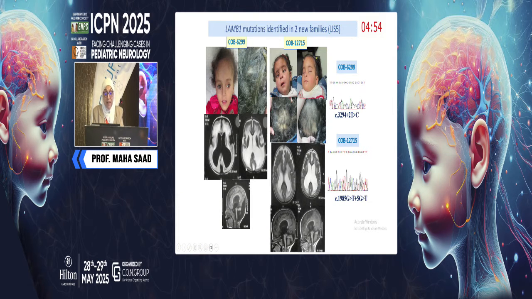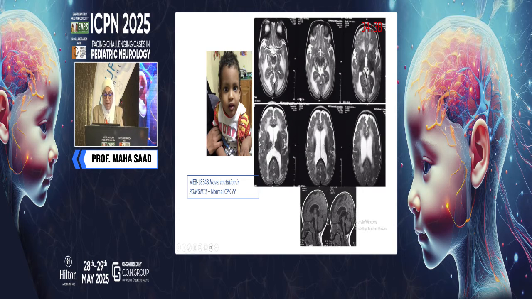We have another family identified. We did it by target sequencing with Dr. Mohammed Abdel Hamid. And we can see it's very characteristic: the white matter, the lissencephaly and cerebellar affection, cephalocele. All my patients have cephalocele. This is with the POMGNT1.